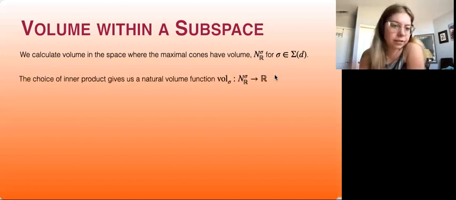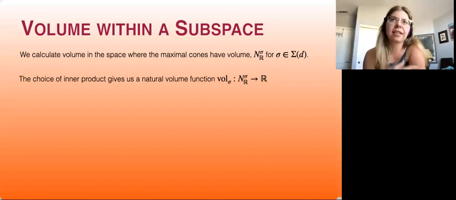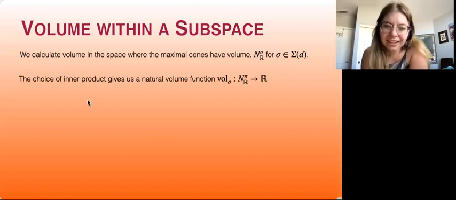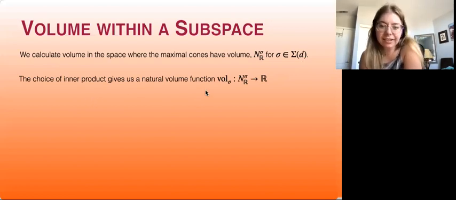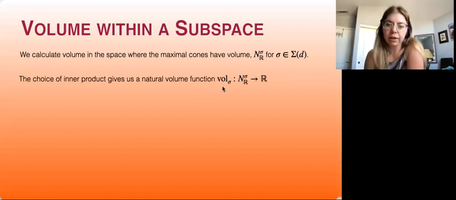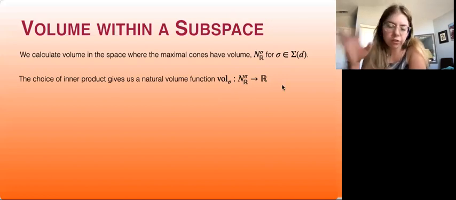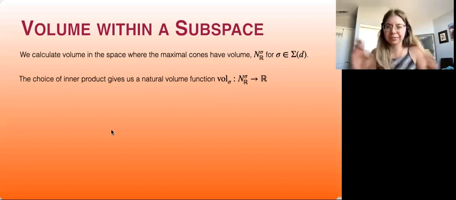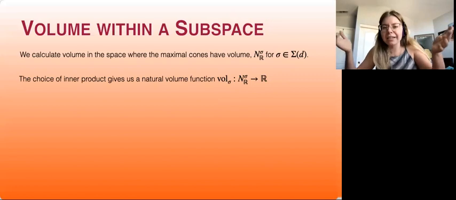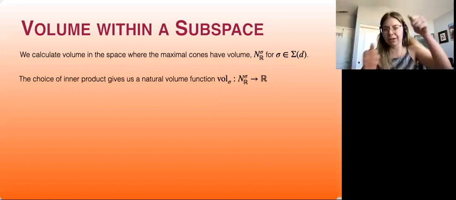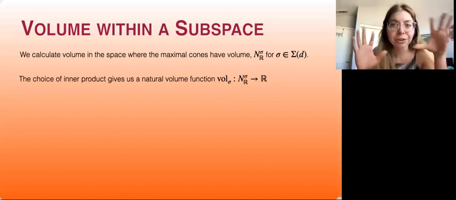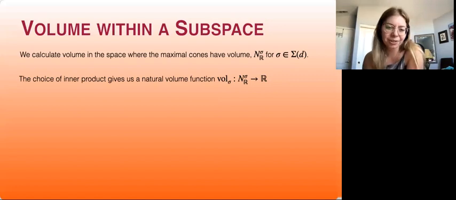The choice of inner product, when we first learn about inner products, is what lets us start measuring things. So the choice of inner product gives us a nice natural volume function. It's just the Euclidean volume. We're going to say it's the Euclidean volume on this space that takes our cones and calculates the volume in the way we want it to. With respect to the inner product, it's looking at all of the dependencies, like doing cross products, doing Cramer's rule, all of that.